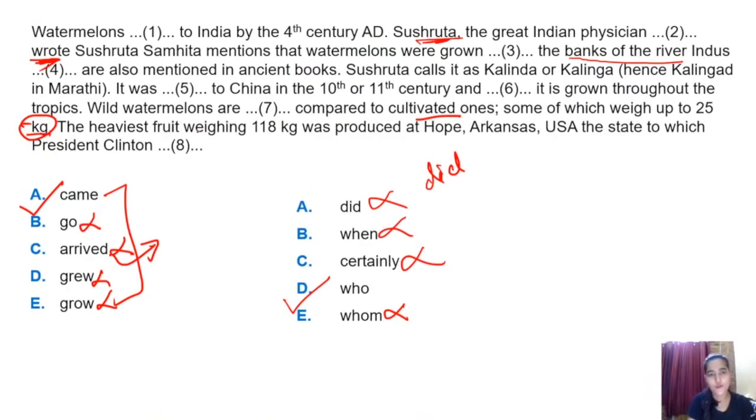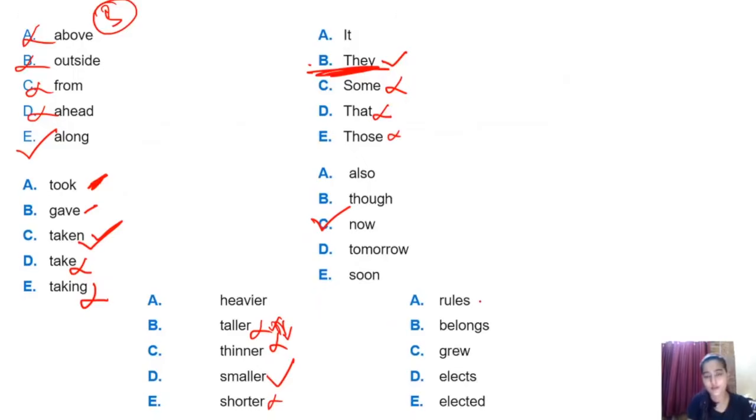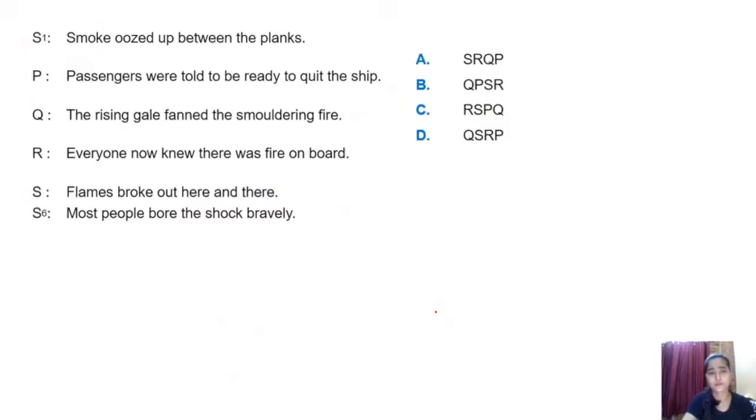The heaviest fruit, weighing 118 kg, was produced at Hope, Arkansas, USA, the state to which President Clinton dash. Rules won't be a correct word to use here. Grew, no. Elected, no. It should be belongs. It means we are saying that President Clinton is related to or belongs to that particular place.